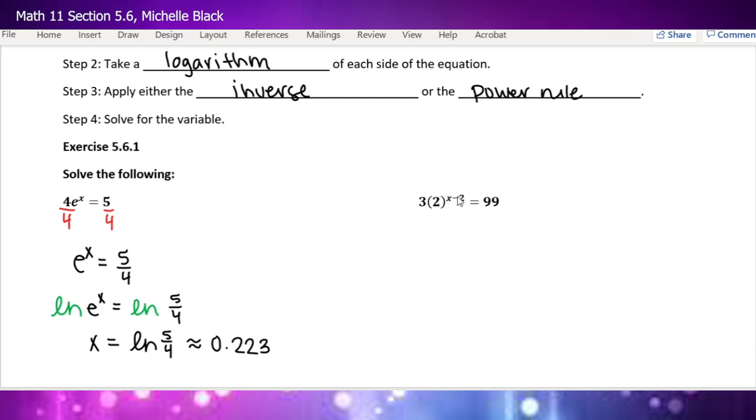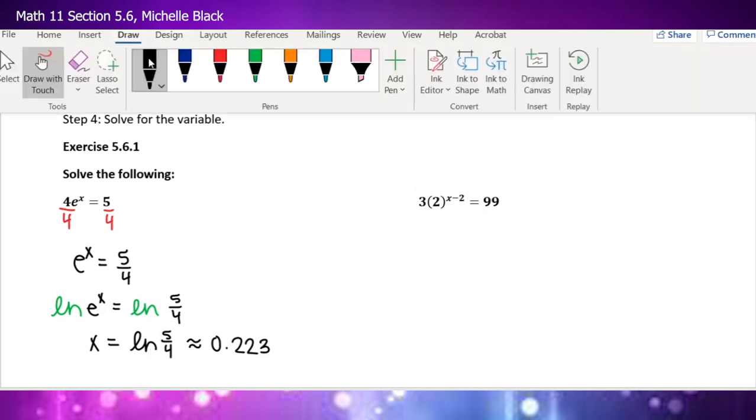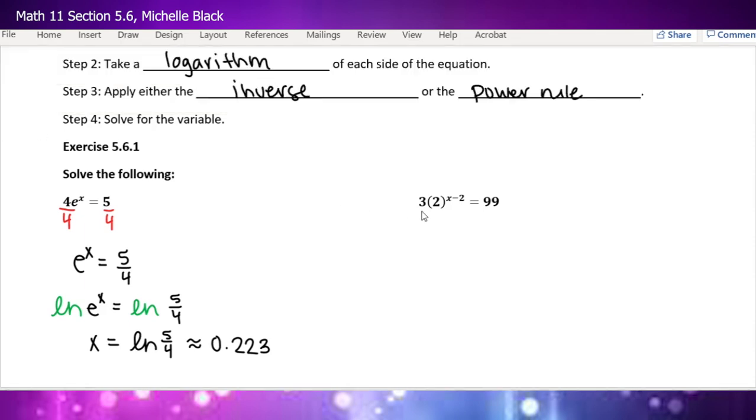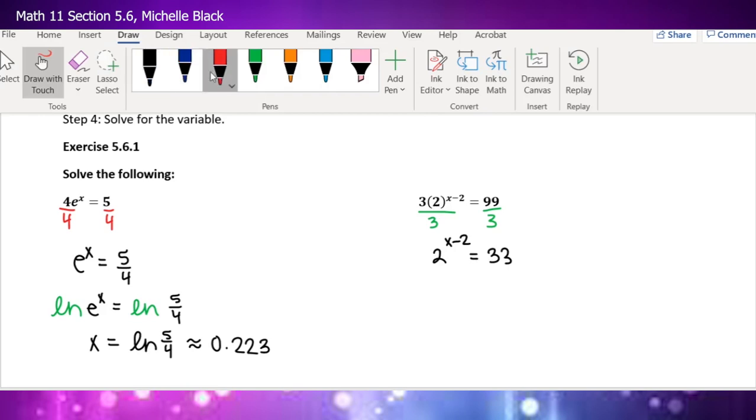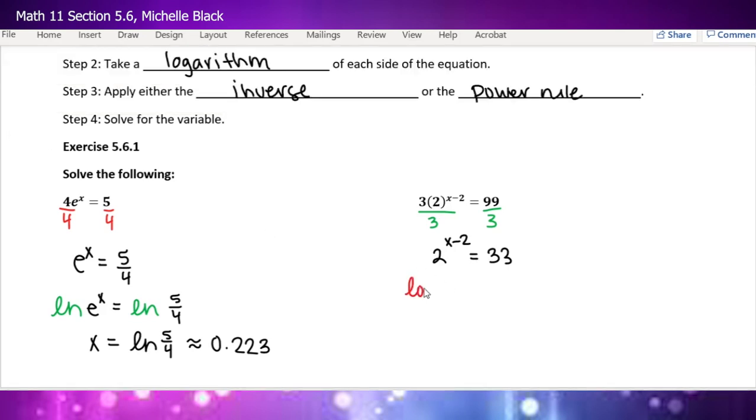The second one I have here, we need to kind of do the same thing. So let's start by dividing away the 3. If you want, you can pause the video and try this one on your own and then check your work. That leaves me with 2 to the x minus 2 equals 33. The base of my exponential is 2, so I need to take log base 2. This leaves me with the exponent here, x minus 2 equals log base 2 of 33.